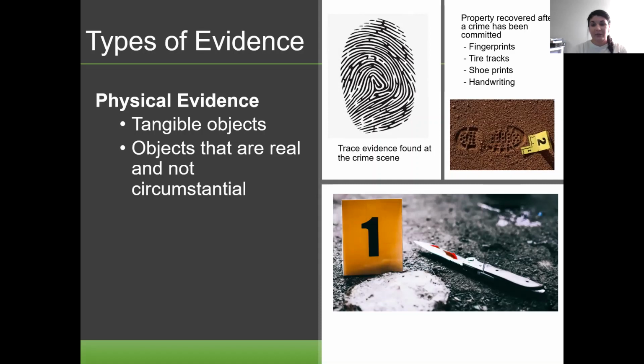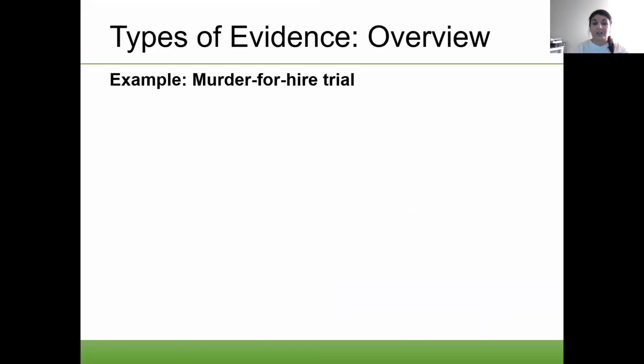or as a crime has been committed. So it's property recovered as a crime has been committed. Sorry, my little video is covering up the word, which are fingerprints, tire tracks, shoe prints, handwriting, as examples. And then weapons used to commit a crime are physical evidence. So an overview of the type of evidence.